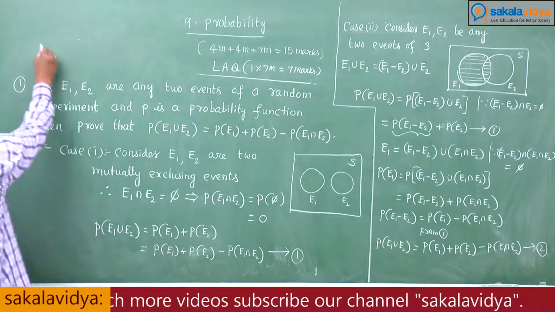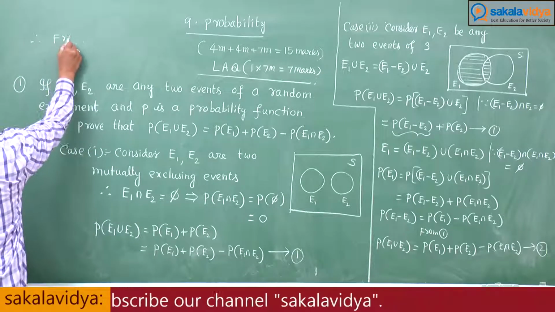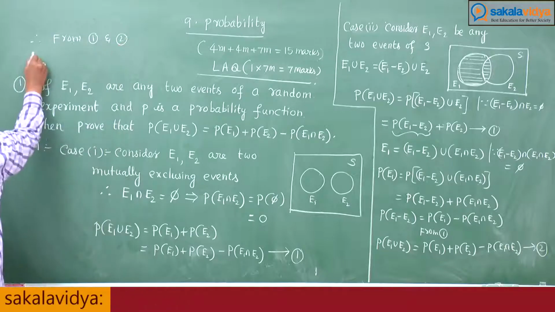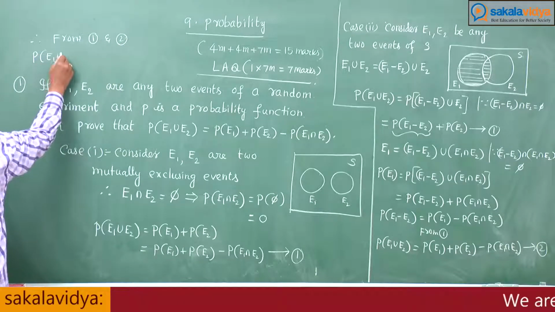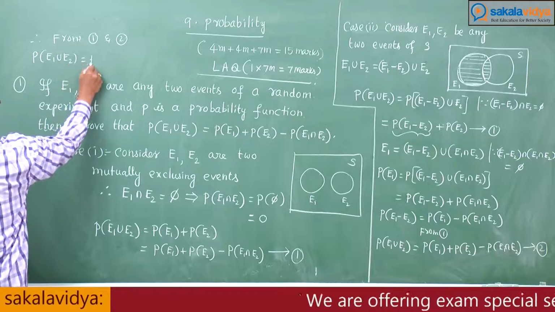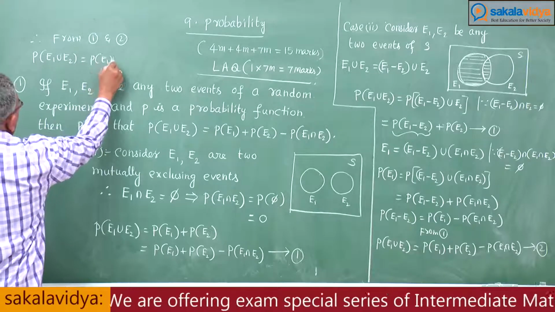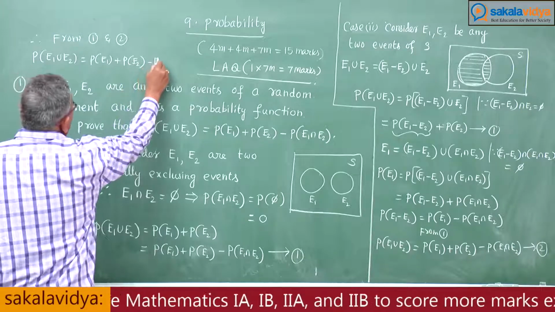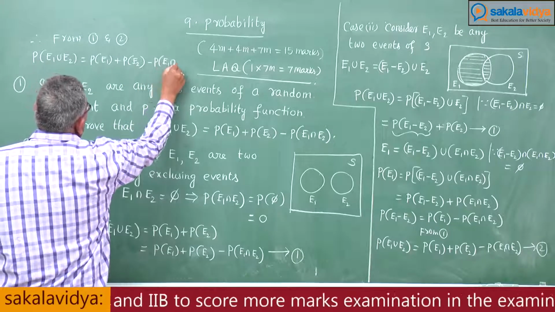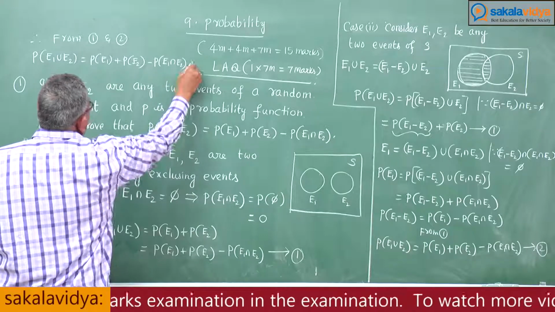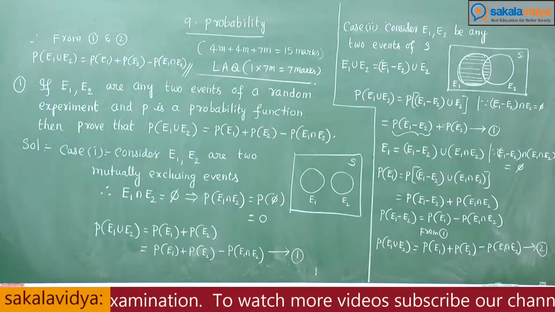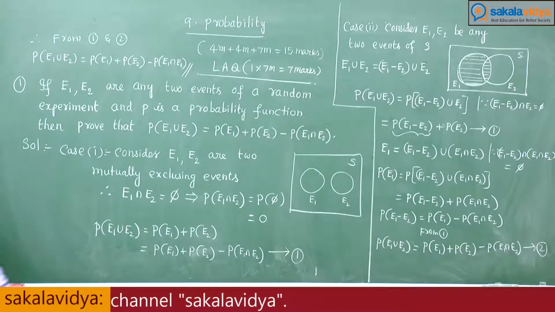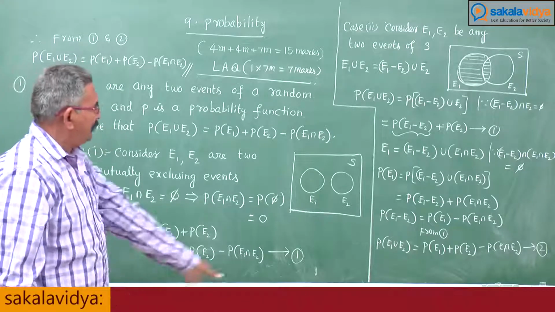Therefore, from case 1 and case 2, always P of E1 union E2 is equal to P of E1 plus P of E2 minus P of E1 intersection E2. That's all. So now, as it is very important, you go through it once again.